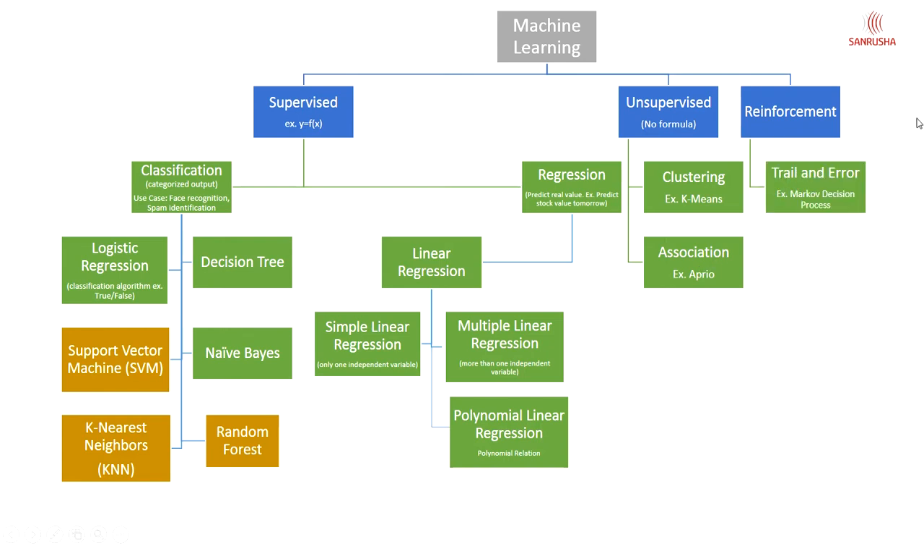Reinforcement, as I said, is trial and error kind of logic, where your algorithm runs based on the result of the previous action. So it's also called Markov decision process. That's one of the algorithms you can use. So that's all, and we will take a deeper dive into each of these algorithms in future lectures.